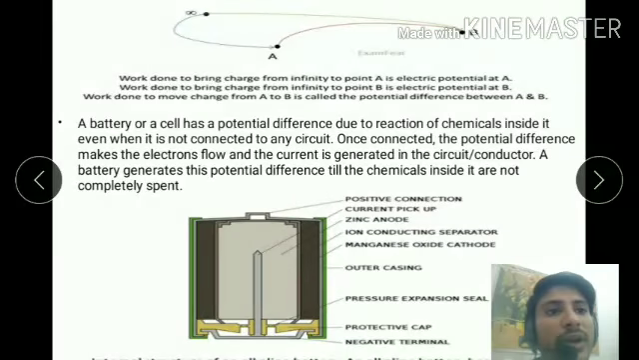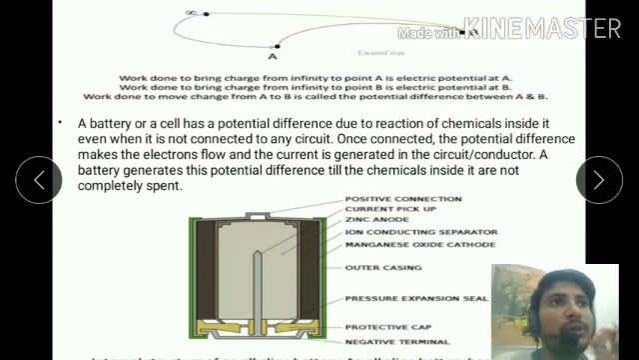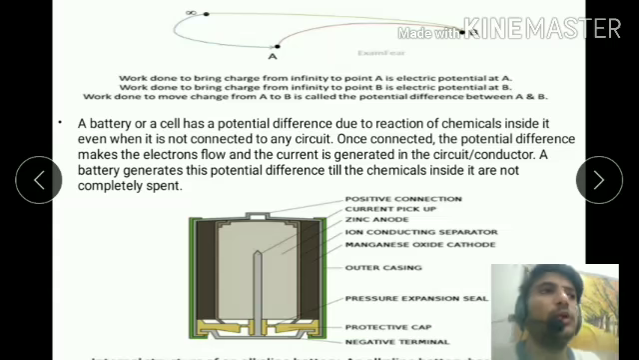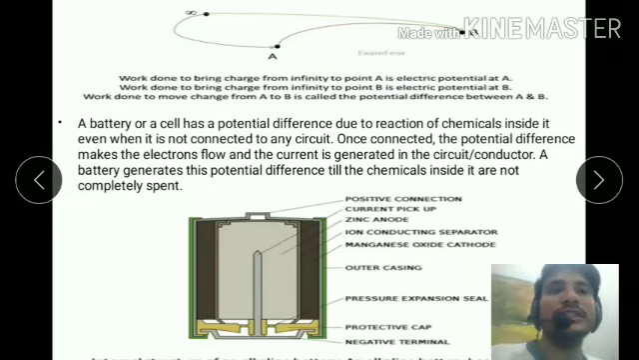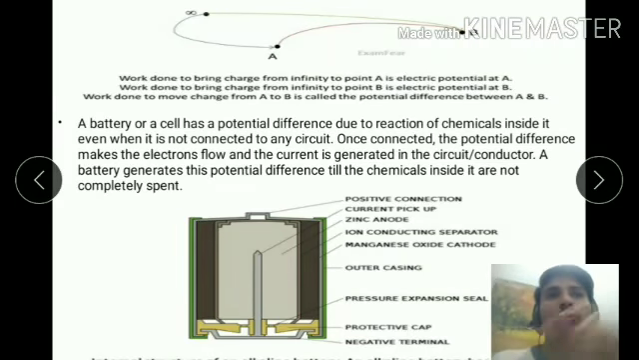I think you understand very well. The difference between the potentials of two electrodes is called potential difference, or you can say the difference between the potentials of two points is called potential difference.